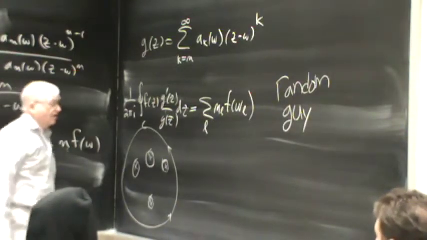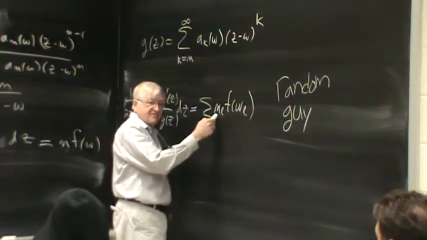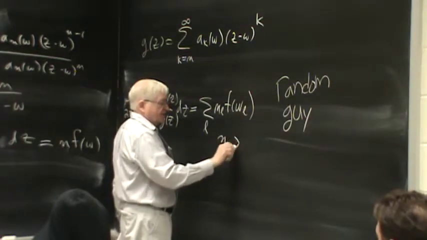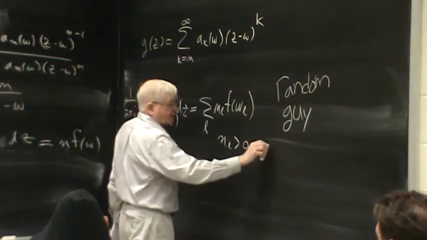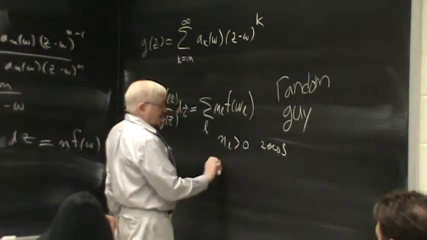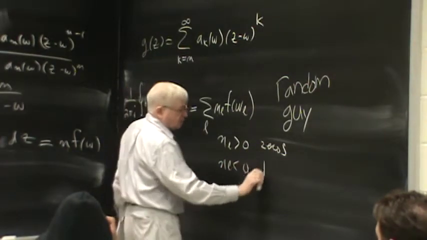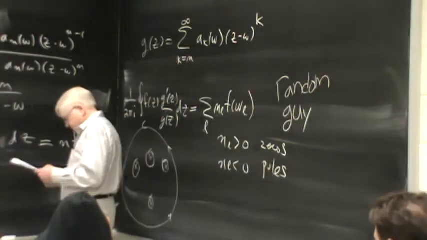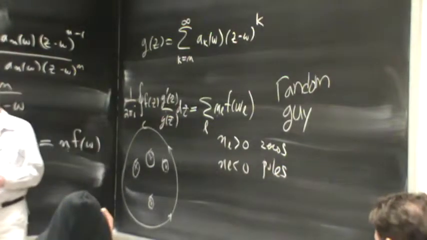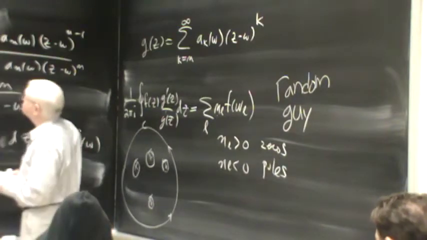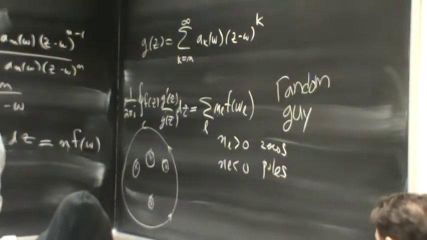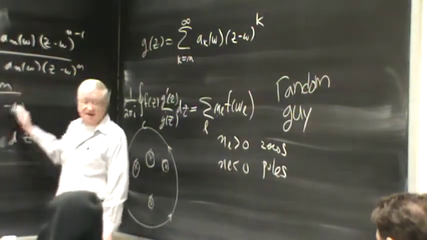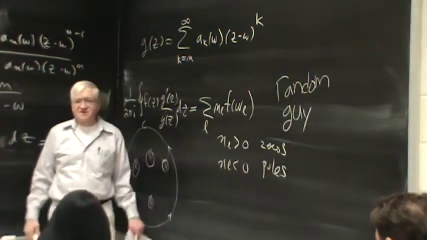So a zero gives you something positive. So the zeros, n sub l greater than 0 for zeros, n sub l less than 0 for poles. All right, let's just check the sign of that. If this is a zero, so n is positive, positive for zeros.